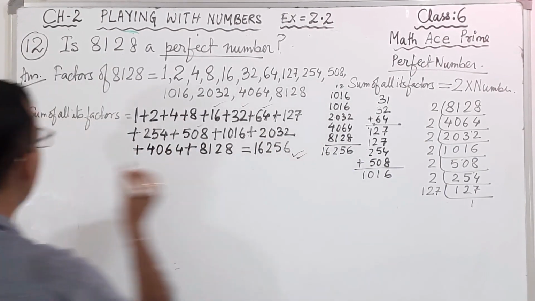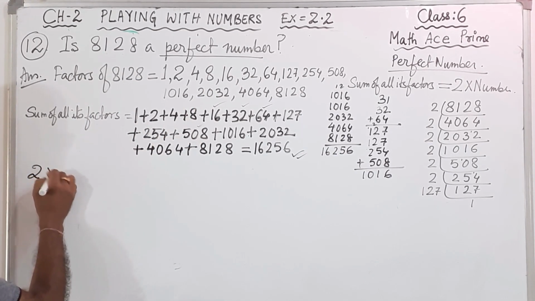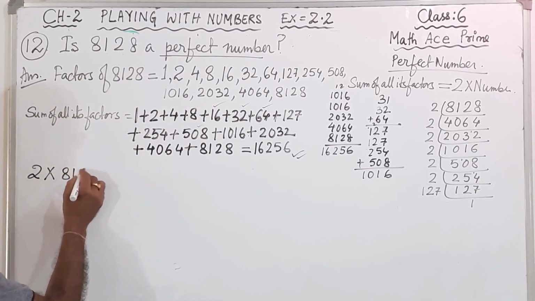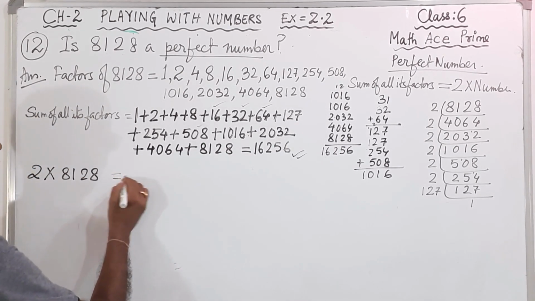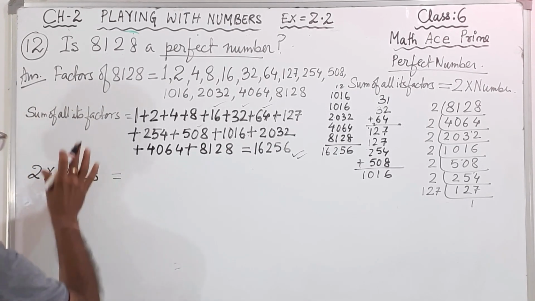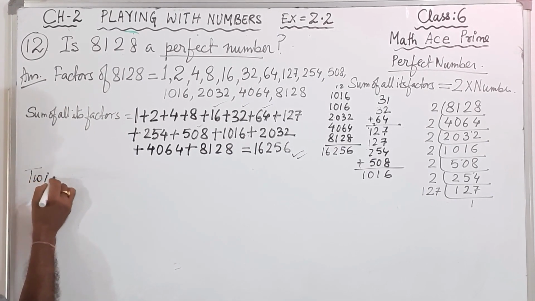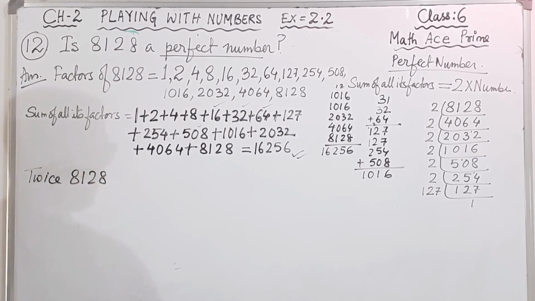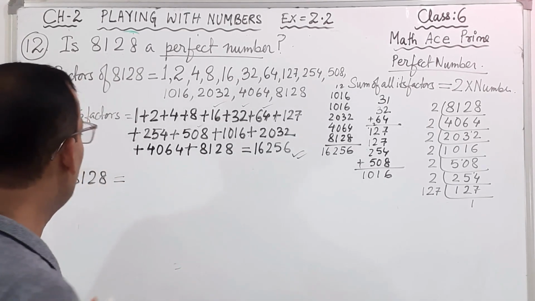Clear now? And now we have to find out twice the number. That means 2 into the number. Number is what? 8128. Okay, 2 into 8128. If you don't want to write 2 into, you can write twice 8128. Whichever you feel good, you can write.